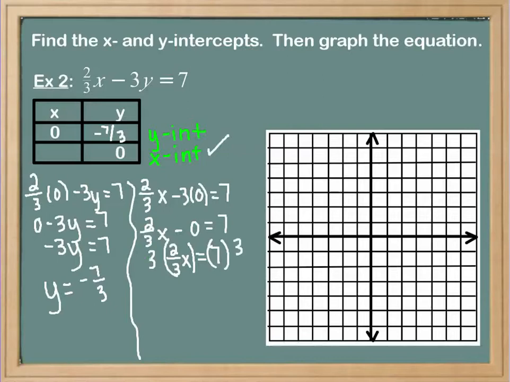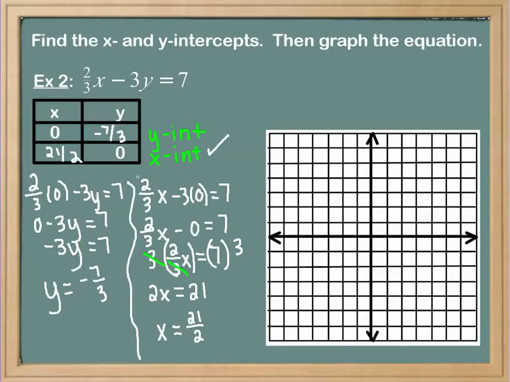So when I do that, my 3's will end up canceling on the left-hand side, and I'm left with 2x is equal to 7 times 3, which is 21. Now when I divide by 2, I once again get an improper fraction of 21/2. So let's go ahead and let's graph this.